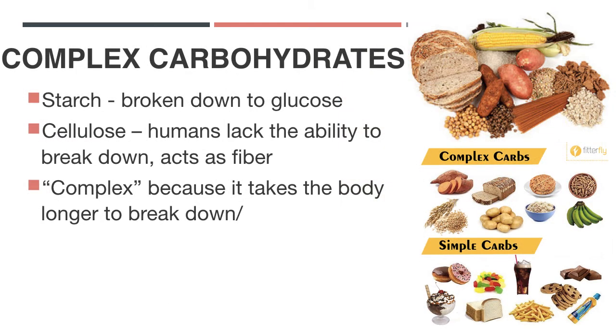So they're called simple carbohydrates because they can be accessed, turned into blood sugar right away once you consume them. Complex carbohydrates need to be broken down by the body. One example of a complex carbohydrate is starch. Starch is broken down into glucose. And another example is cellulose. And remember, I mentioned cellulose earlier as the component of the cell wall in plant cells. Humans lack the ability to break down cellulose. So in general, cellulose is not considered a carbohydrate for humans. It acts more as a fiber.